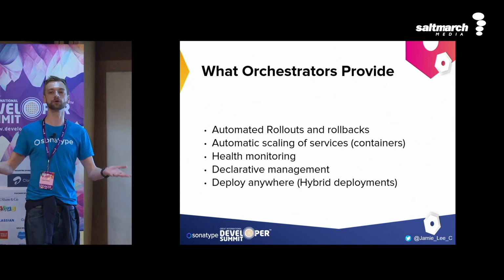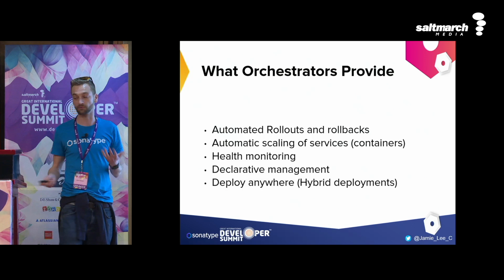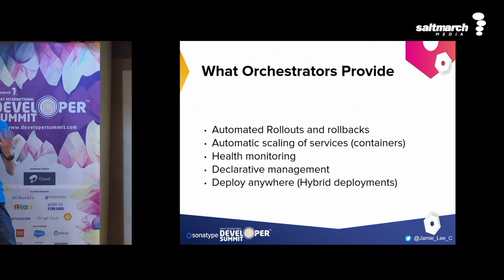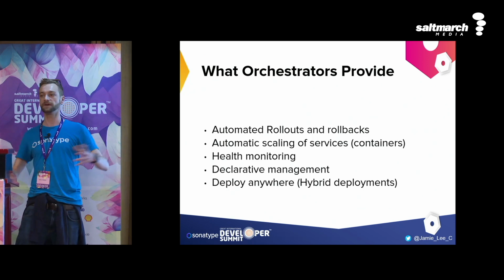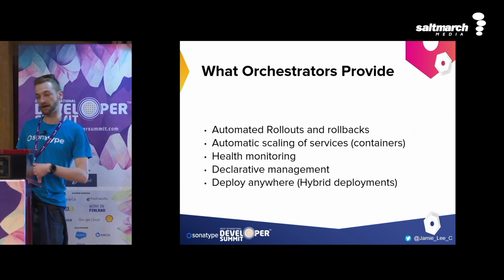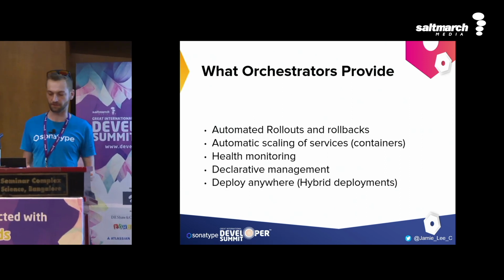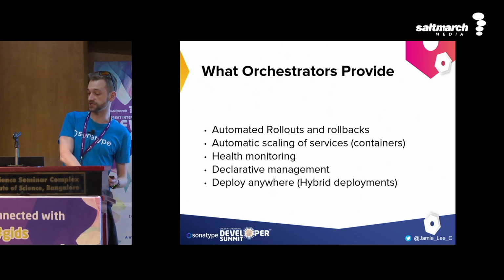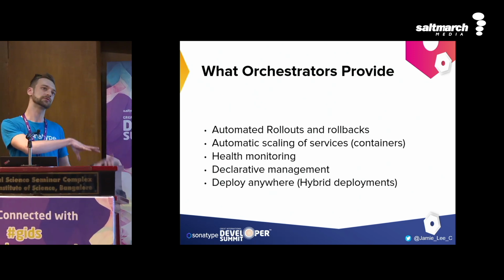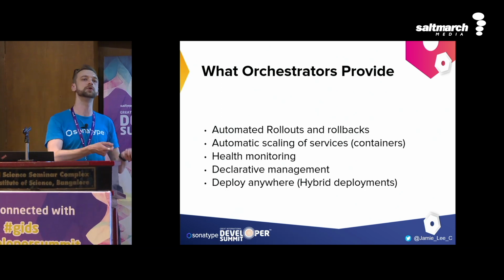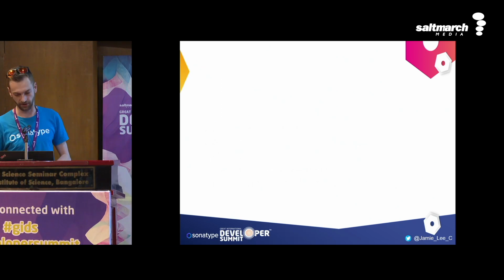So what do orchestrators do? Well, they automate rollouts and rollbacks. They automate the scaling of your services. So when we get too much traffic, we can scale up and down. They can monitor the health. Yeah, lots and lots of things. And you can deploy anywhere. So when I say hybrid deployments, you could run on your local machine, in your local data center, or on the cloud. That's the point of containers: you should be able to move your applications wherever you want them to go.